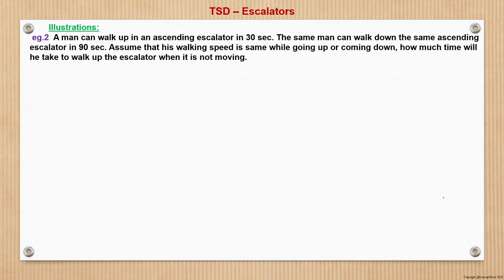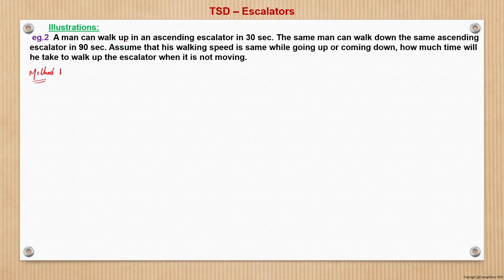Moving to the next question, example 2 says a man can walk up an ascending escalator in 30 seconds. The same man can walk down the same ascending escalator in 90 seconds. Assume that his walking speed is the same when going up or coming down. How much time will it take to walk up the escalator when it's not moving? Right. So now see, there are two ways of solving this. Method one we'll discuss first.